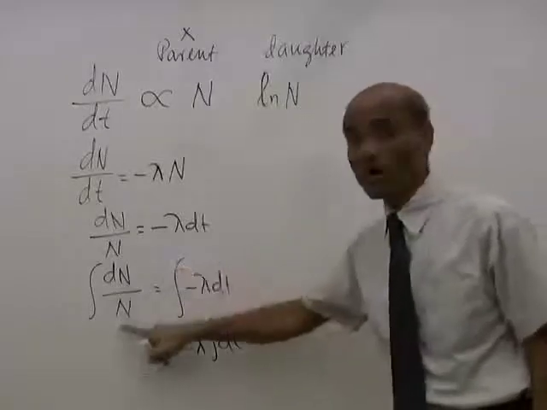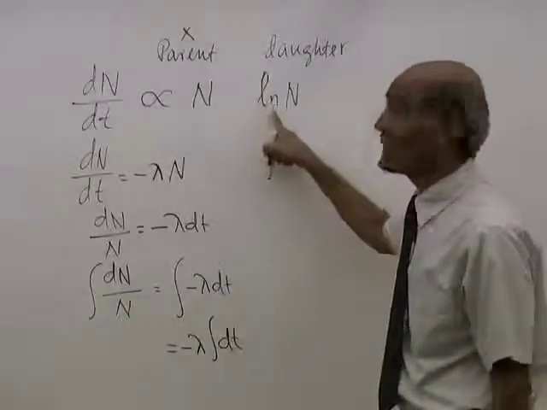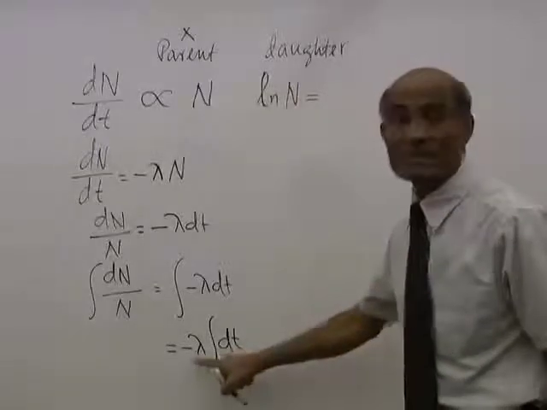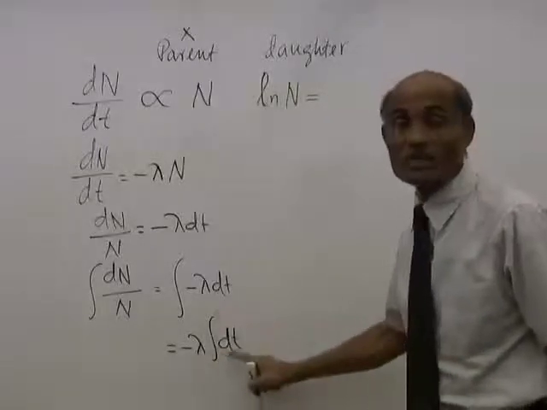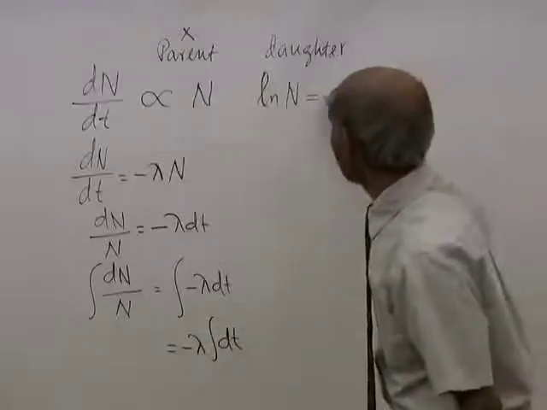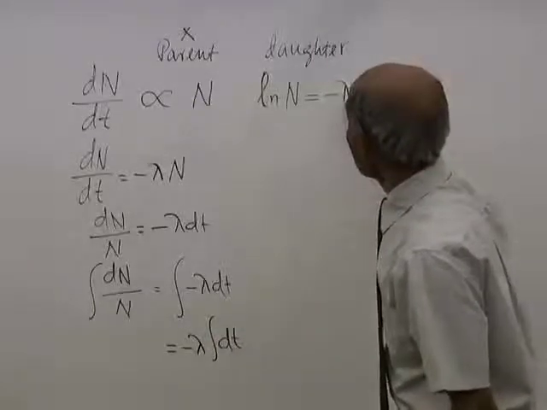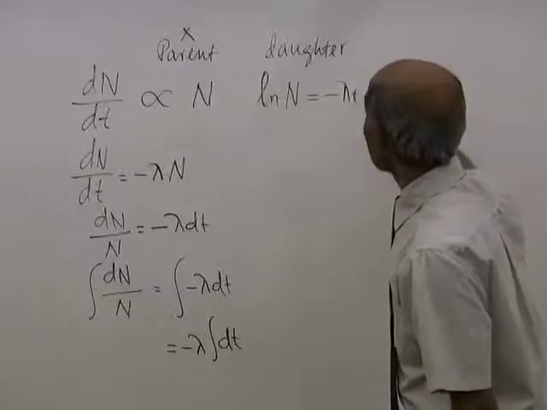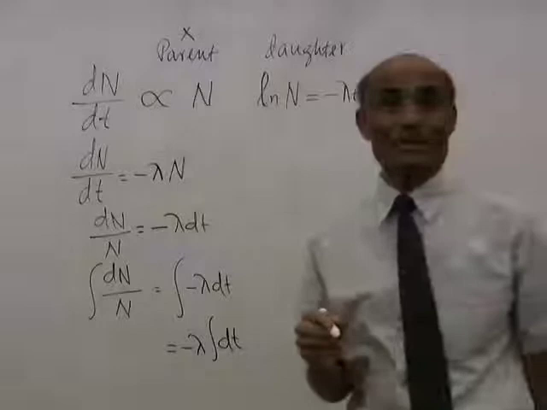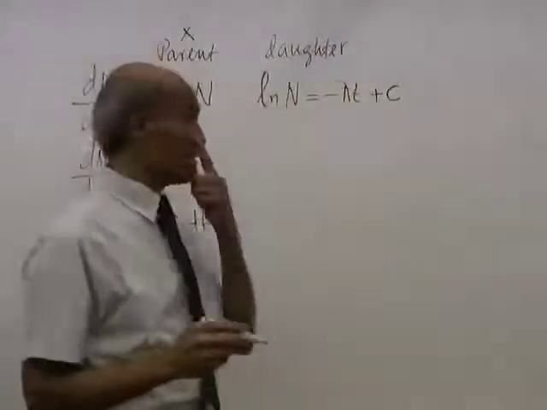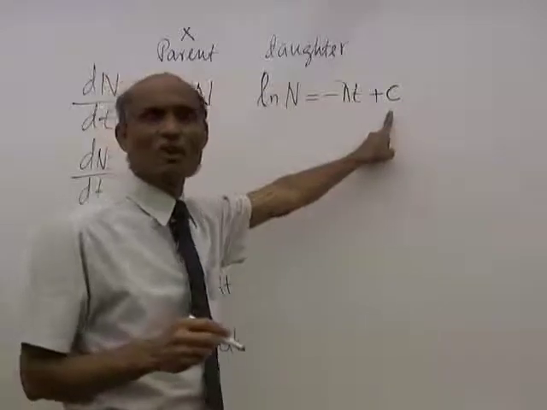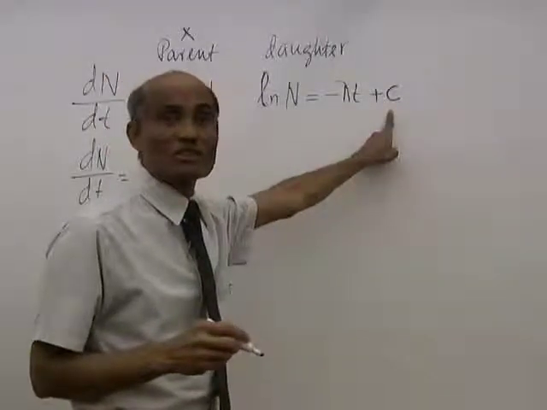So the integral on the left side will give you ln n. And what is the integral on the right side? Negative lambda times integrating dt will give you t. So that will be negative lambda t. Of course, we need to add the constant of integration. Now, the question is, we need to find an identity for that. What is that integral constant?